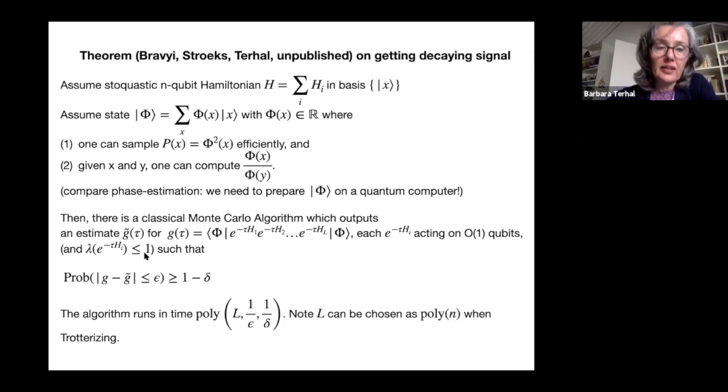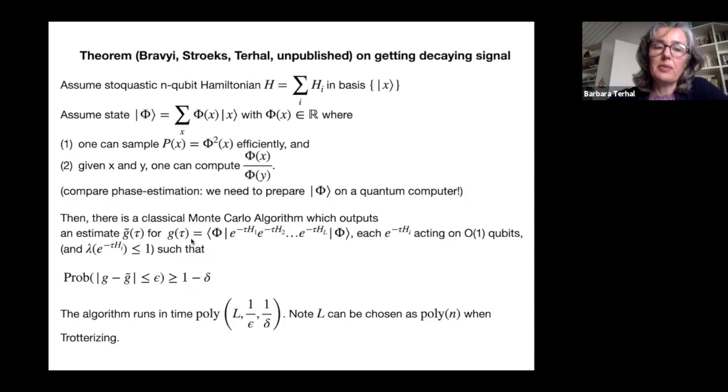And we also make sure that the largest eigenvalue of these Hamiltonians is less than 1. Then the claim is we can write down a classical Monte Carlo algorithm which outputs an estimate for this quantity such that the probability that they're close, within epsilon, is large. And it runs efficiently: in steps linear in L, and polynomial in 1 over epsilon and 1 over delta.